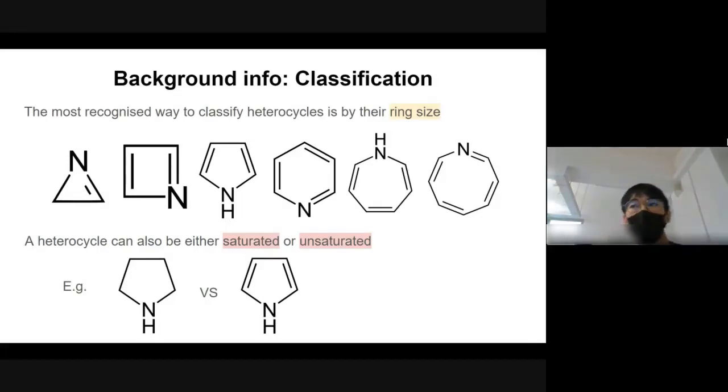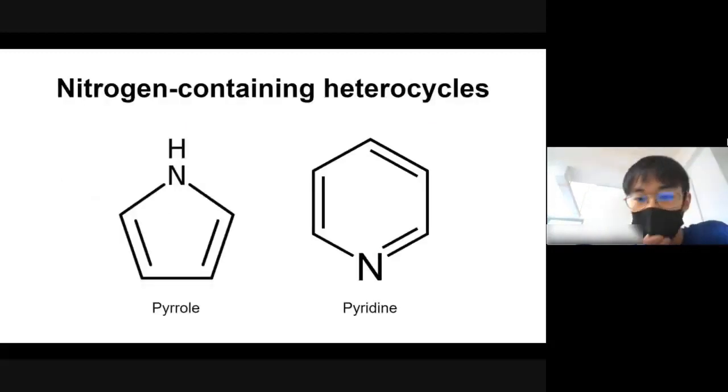Saturated just means that a carbon has the maximum number of hydrogens bonded to it. We will only be focusing on the unsaturated versions, because the saturated versions, for example with nitrogen, just act like a secondary amine. And if you replace it with oxygen, it just acts as an ether. So those are covered under H2, which is not what we're going to focus on today.